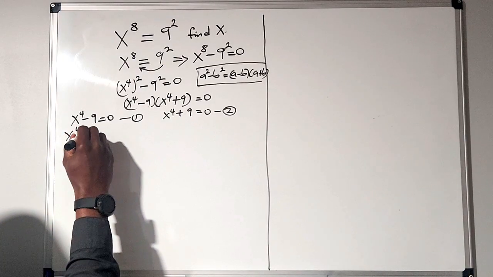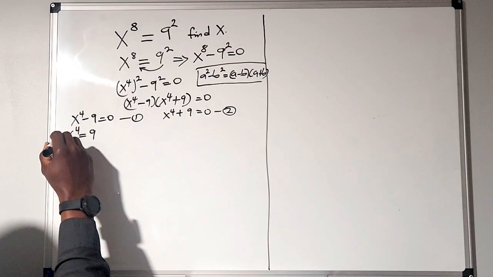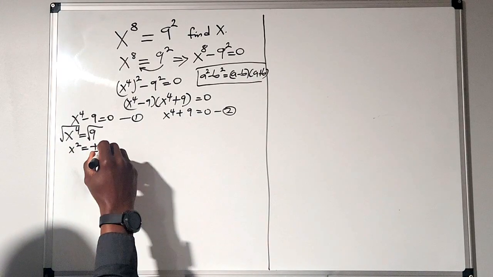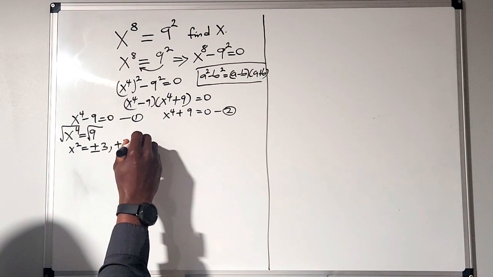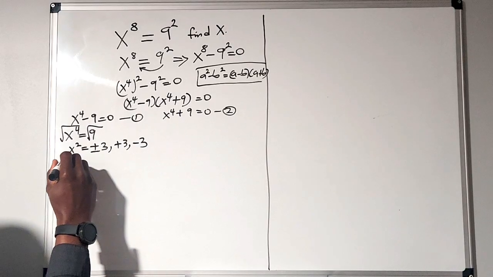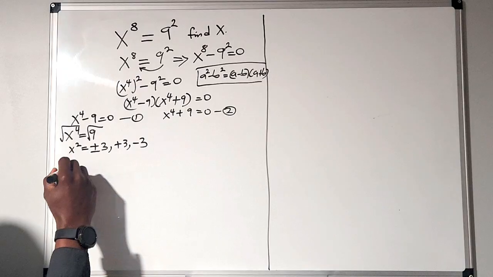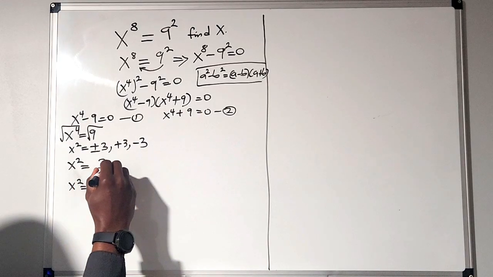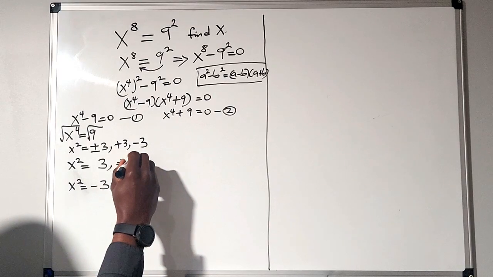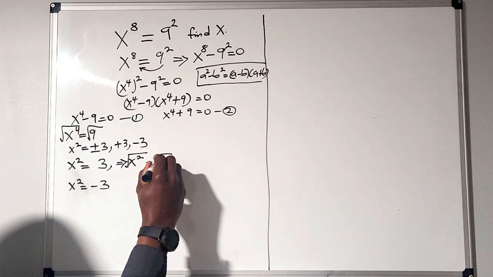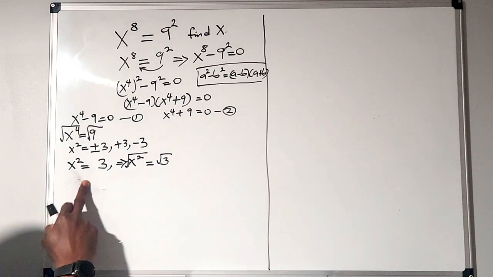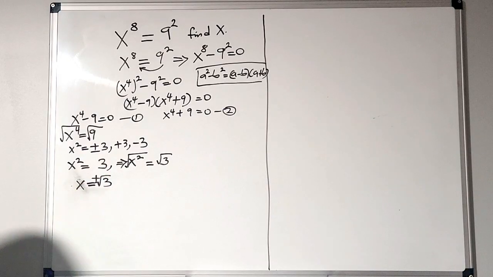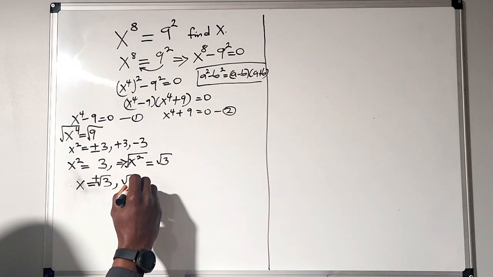So this becomes x^4 equals 9. If we take the square root of both sides, this becomes x squared equals plus or minus 3. So now we have plus 3 and minus 3. Then we take the square root of each one of them to find the values of x. Now x squared is equal to 3, and then x squared is equal to minus 3. For x squared equals 3, x is equal to plus or minus root 3, which is root 3 and minus root 3.